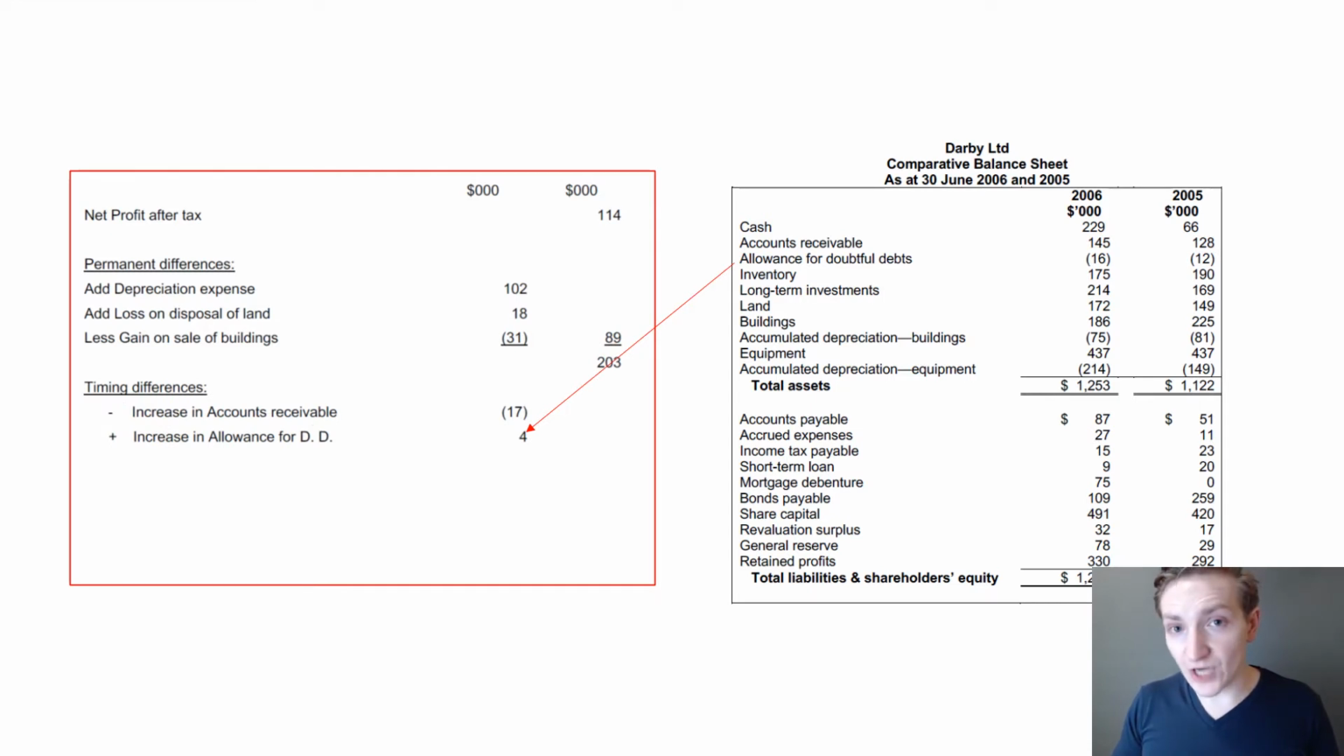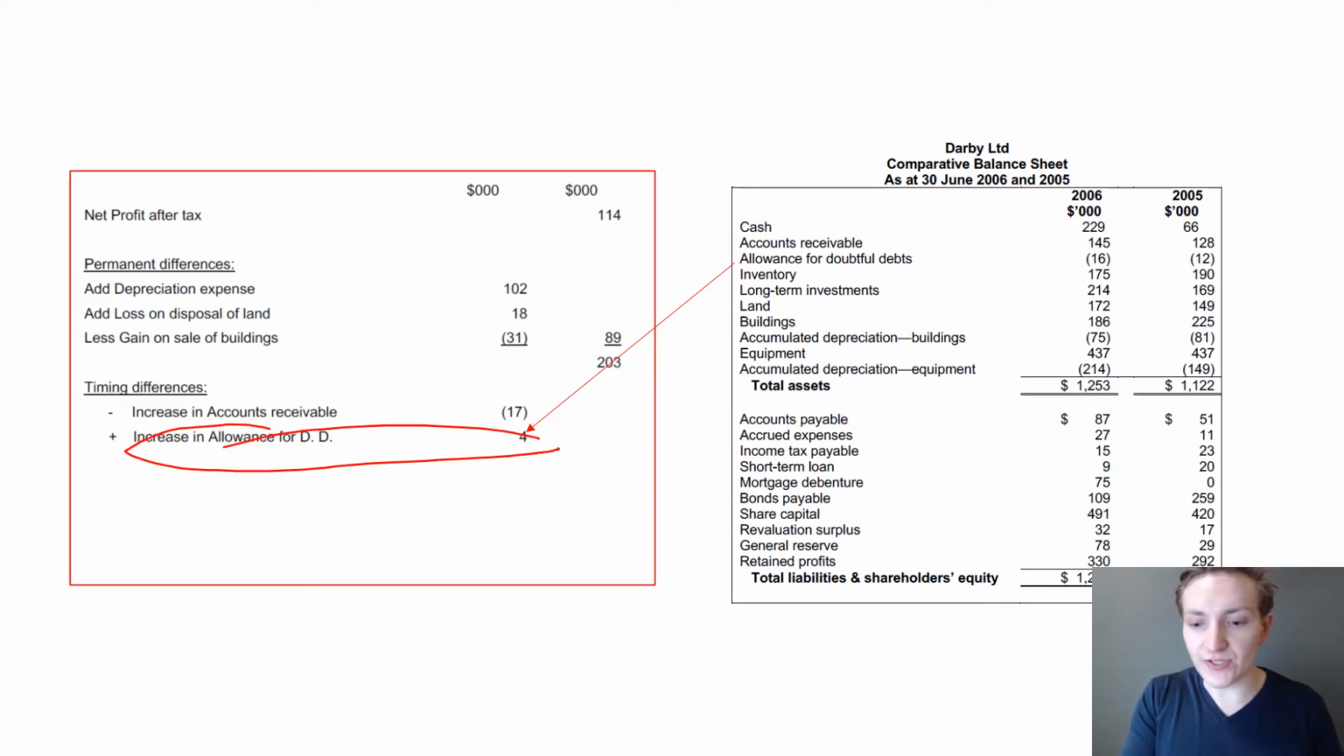Next, we need to deal with the allowance for doubtful debts. The way this operates is that our basic journal entries are debit bad debts expense, credit allowance for doubtful debts. What this means is that when you have an increase in your allowance for doubtful debts, you will presumably have had an increase in your bad debts expense. The increase in the bad debts expense would reduce your net profit. However, it is not a cash flow. So you need to add back your increase in the allowance for doubtful debts. So here that increase is 4, so you add back 4 to your net profit after tax.